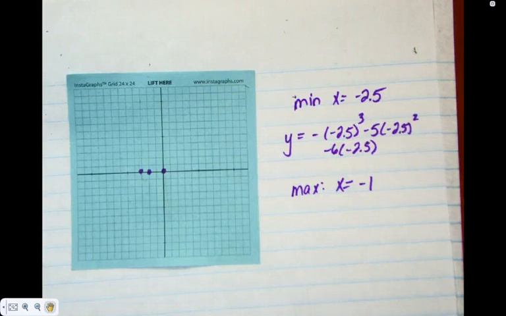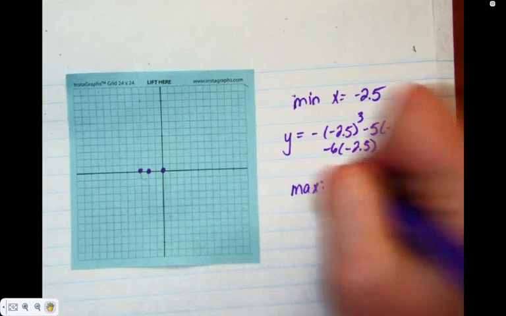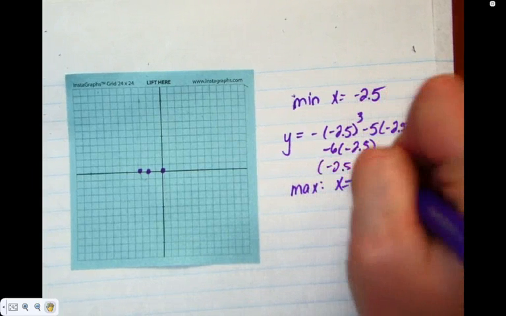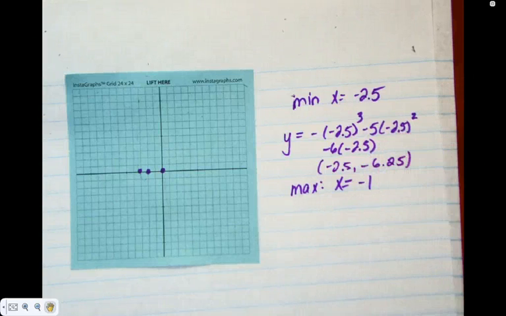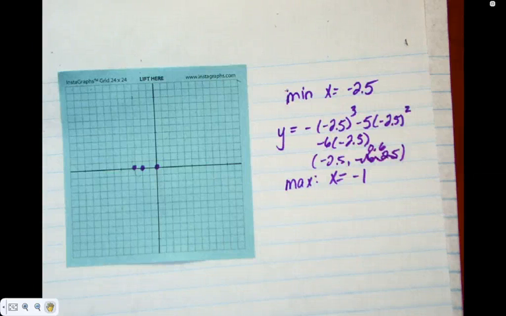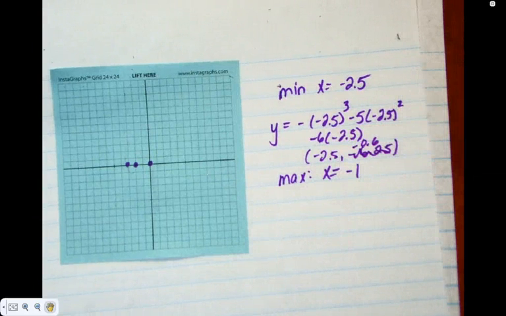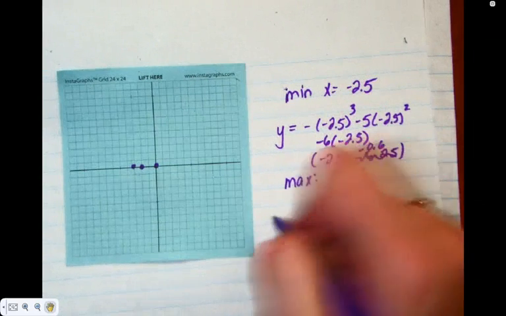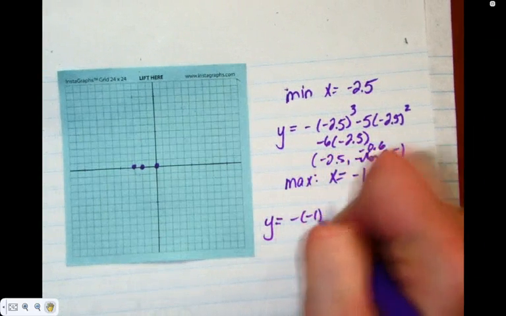Don't everyone calculate at the same time. Please, take your time. I heard negative 6.25. 0.625. Can I just round to 0.6? Negative 0.6. Can we get someone to confirm that? We're going to do the same thing with the max, which is at x equals negative 1.